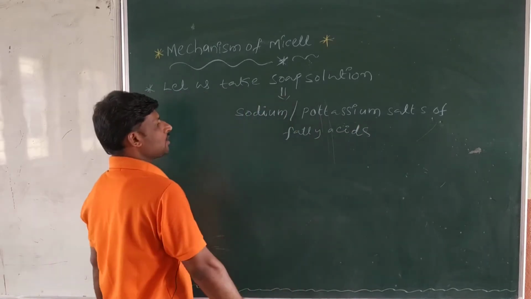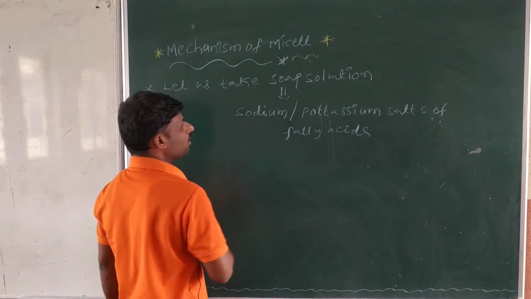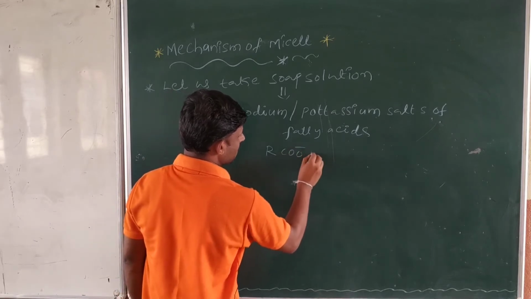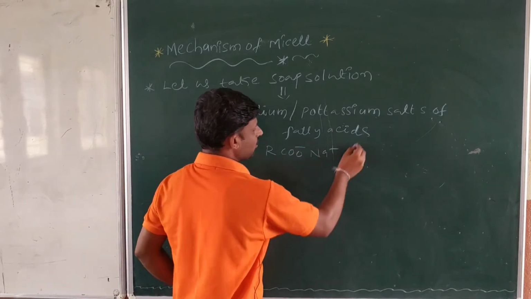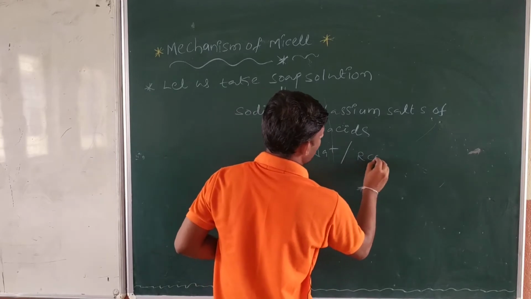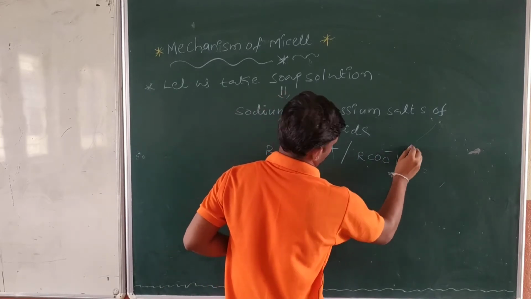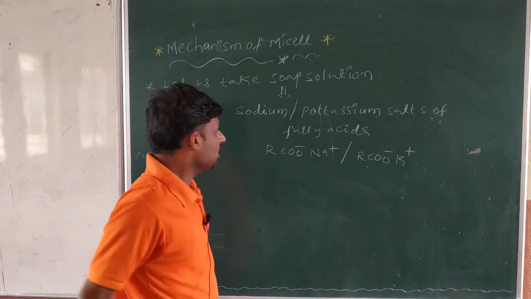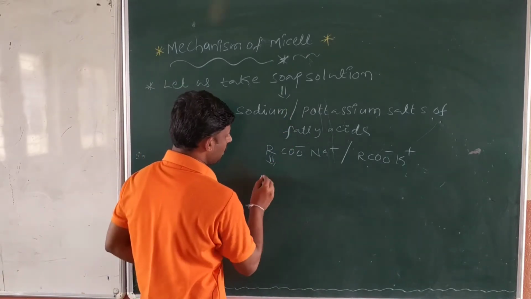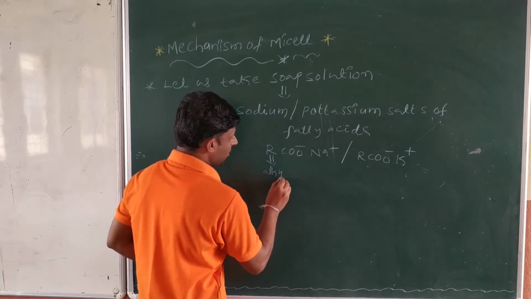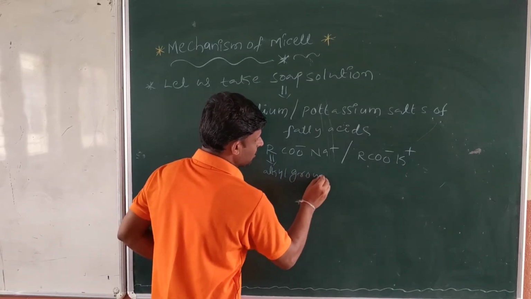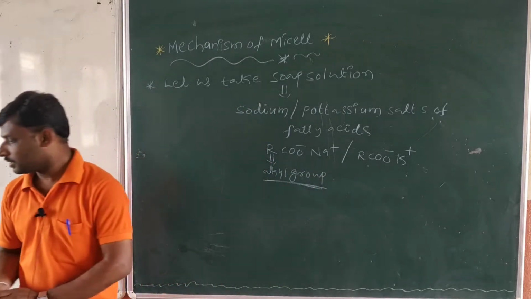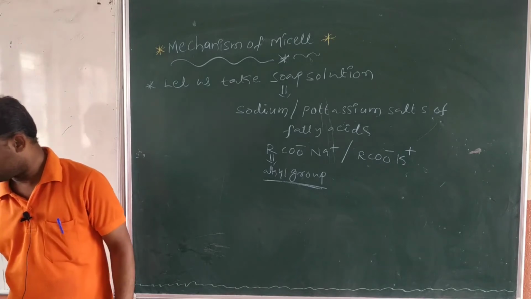In general, we may write the formula of soap as RCOO minus Na plus or RCOO minus K plus. It is a sodium or potassium salt of fatty acids. Here R is an alkyl group. Generally this alkyl group is a long chain. Is it right or not?